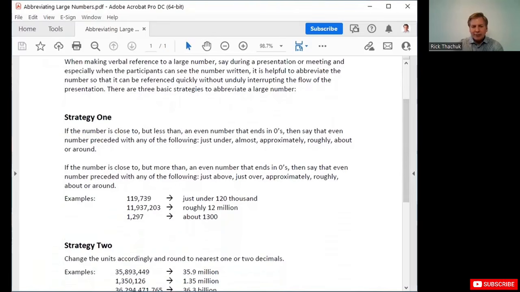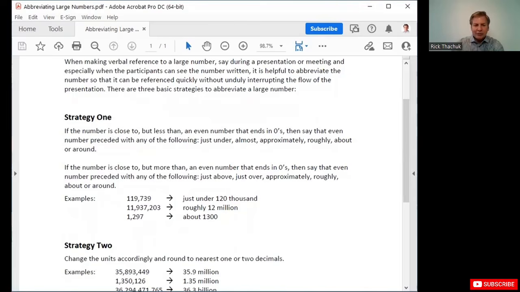Strategy 1. If the number is close to but less than an even number that ends in zeros, then say that even number preceded with any of the following: just under, almost, approximately, roughly, about, or around. If the number is close to but more than an even number that ends in zeros, then say that even number preceded with any of the following: just above, just over, approximately, roughly, about, or around.